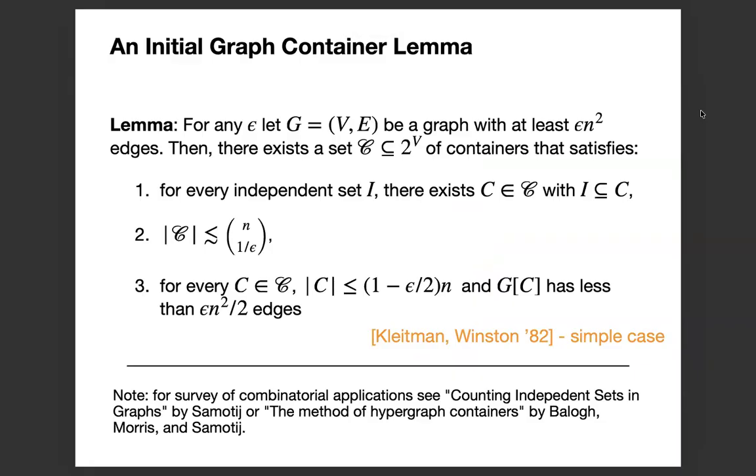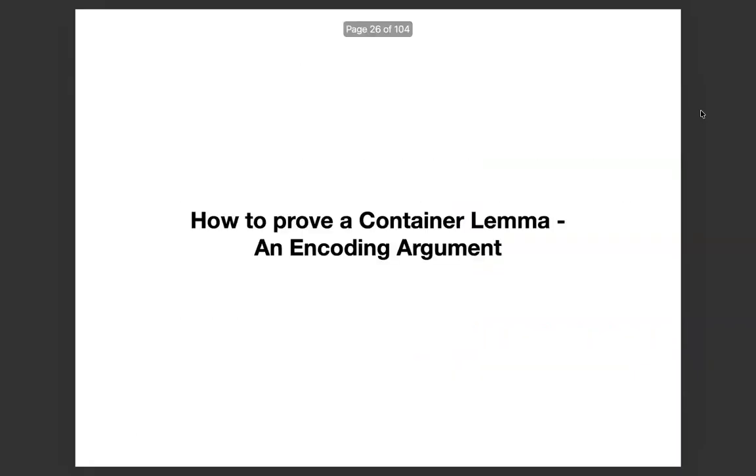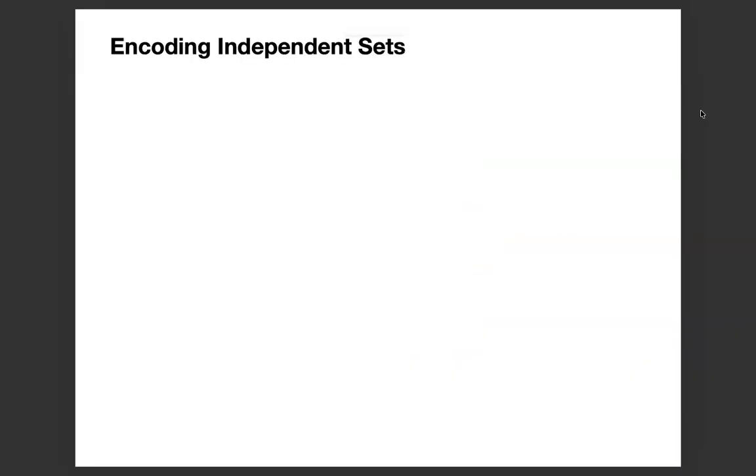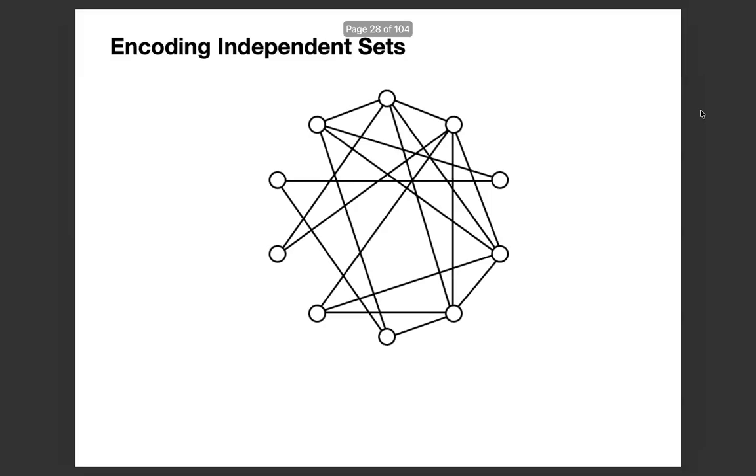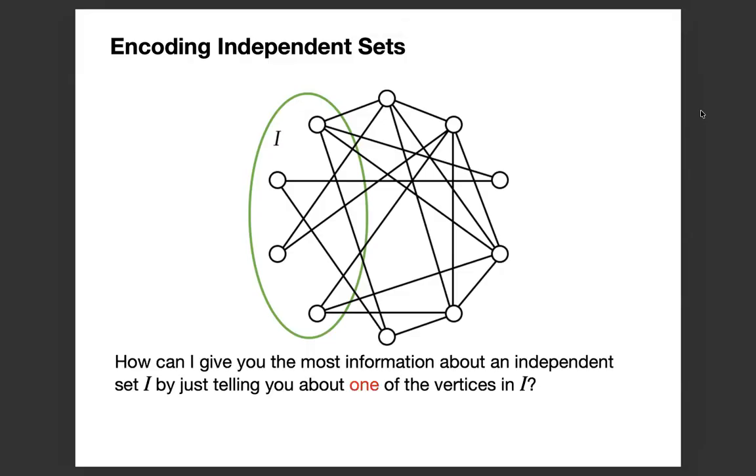Any other questions? Okay, so I want to give you a little bit of the flavor of how we prove these container lemmas. I think this is best described through an encoding argument. Suppose we have this graph and we're all looking at it, and I'm thinking about some independent set in the graph. I want to tell you about this independent set, but it takes too long to tell you the entire thing. So I want to tell you just one of my vertices and try to tell you a lot about my independent set. So what can I do?